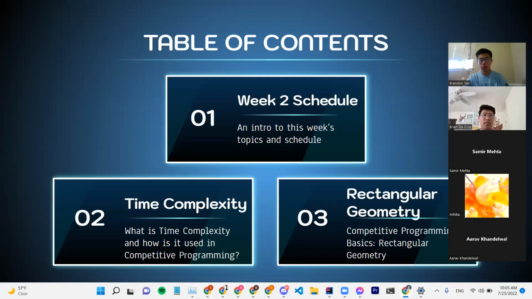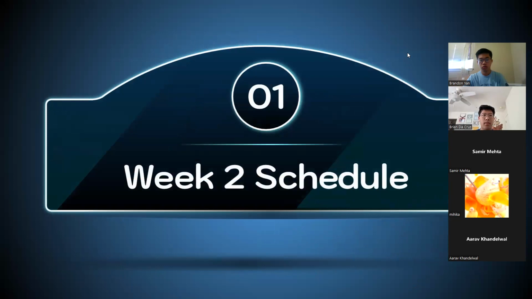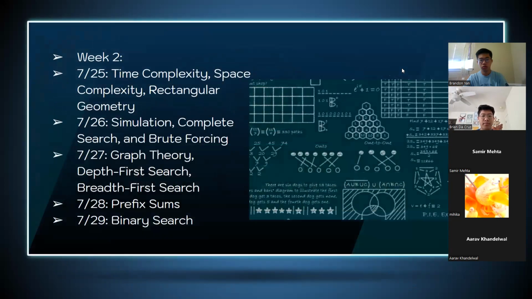So our first topic will be rectangular geometry. All right, so let's take a look at our first topic, which is going to be our schedule. So today, July 25th, again, we're going to be over time complexity. Space complexity is not as relevant, but yeah, so we're going to be going over time complexity and rectangular geometry.